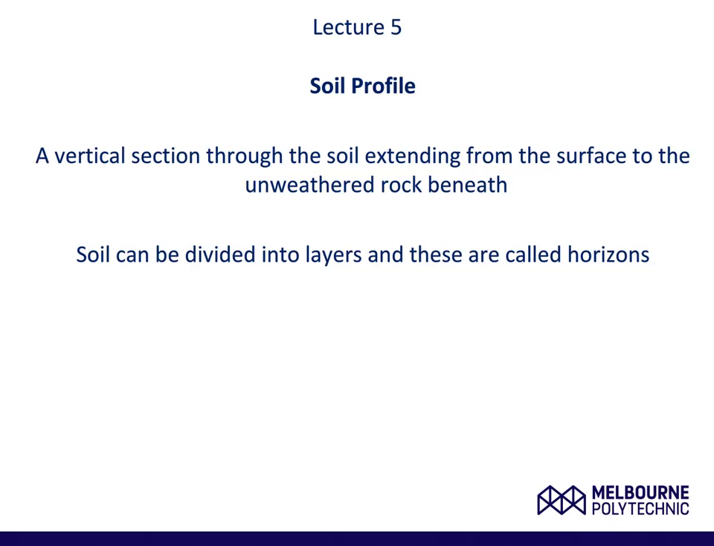In order to understand how the soil is made up, we look at what we call soil profiles. These are a vertical section through the soil that extends from the surface to the unweathered rock beneath, and they detail all of the components of the soil. Soil can be divided into layers, or you can think of these as sections, and these layers are called horizons.